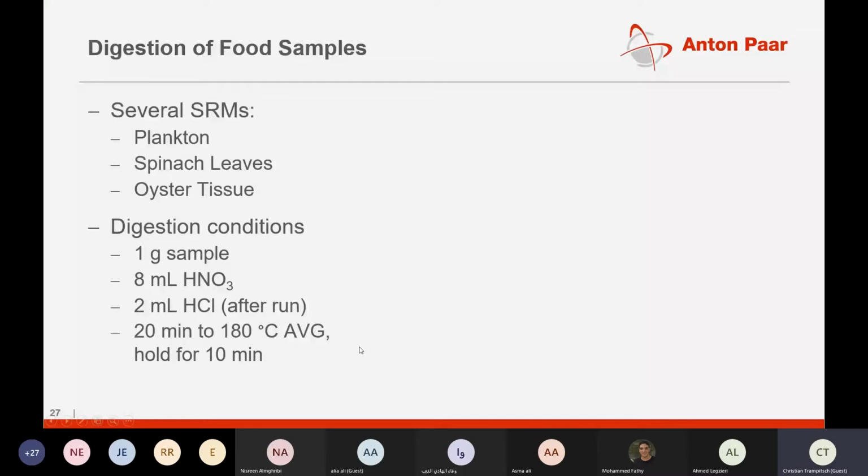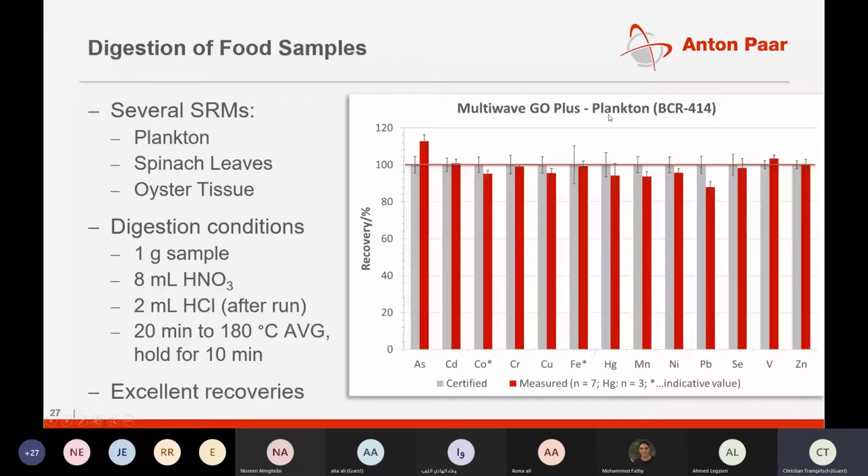And again, here's just the result for the plankton. Again, we see the recoveries are excellent. Even the indicative values are very nice. So you see that again here with the SmartVent, we do not lose elements. We really are able to provide accurate results with this system.